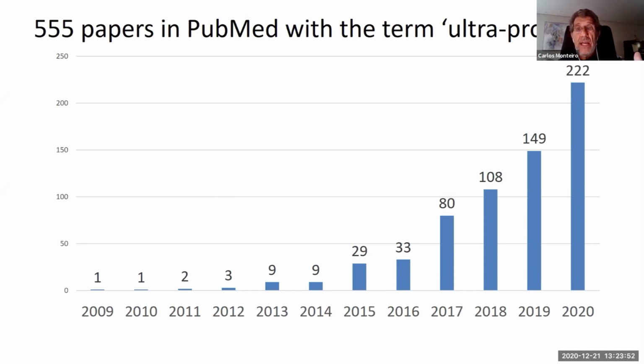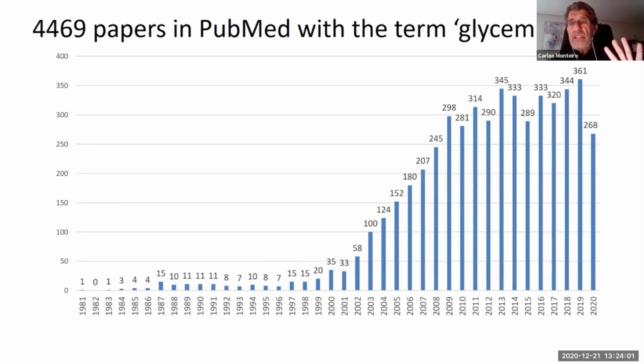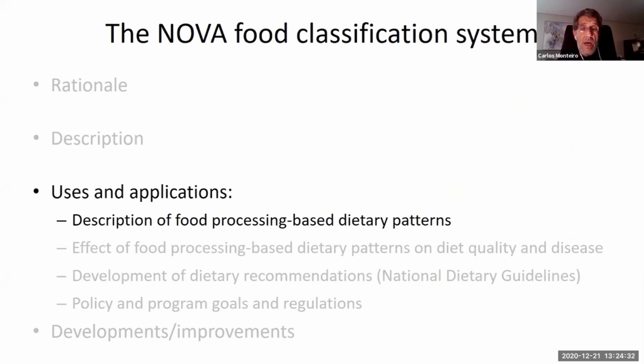Here you see that now we have more than 500 papers indexed in PubMed that use the term ultra-processed food. So it's just one paper in 2009, now more than 200. To have an idea about the dynamism of this production of papers using ultra-processed foods and NOVA, here I put the same graphic for papers with the term glycemic index. Glycemic index was proposed in the early 80s. It took 20 years actually to be utilized in the scientific literature. And then you have trends very similar to what we see for ultra-processed foods.